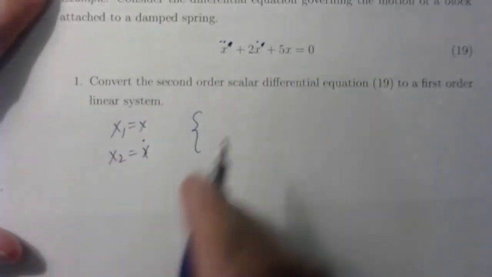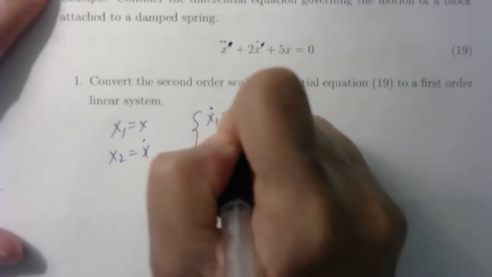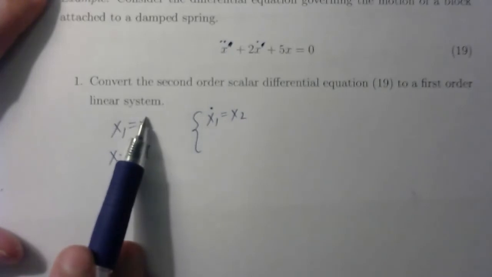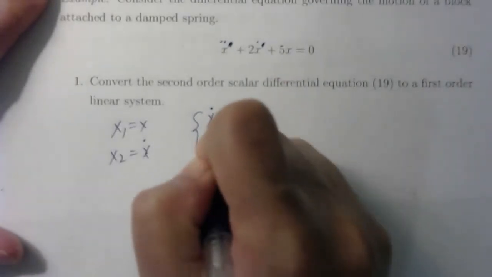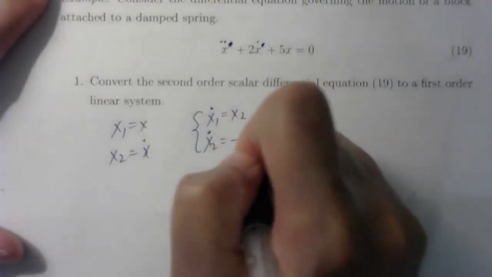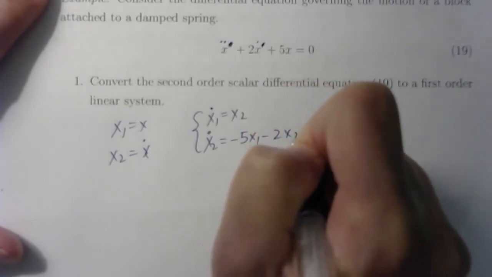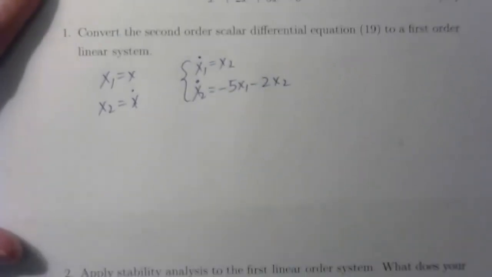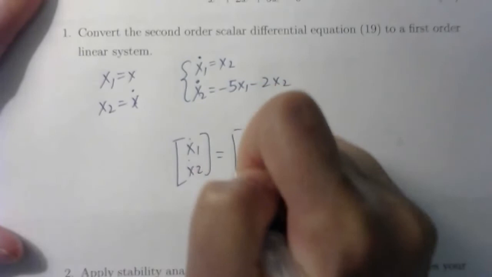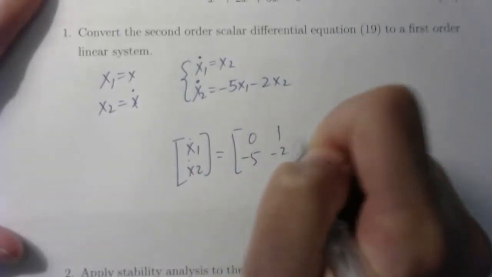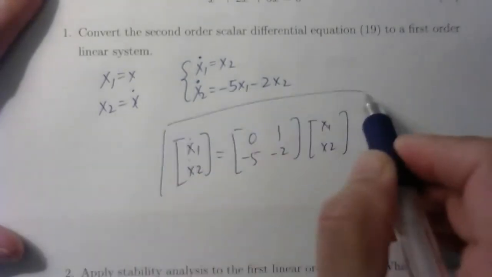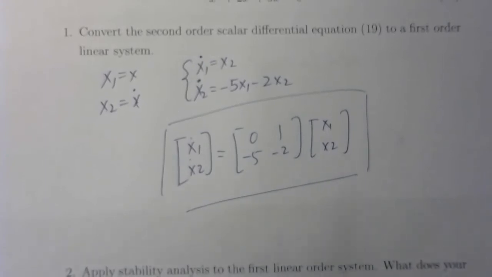So just by this relationship I've defined, x1 dot is equal to x2, right? So x1 dot is equal to x2, and x2 dot, well, from the equation above, move all these guys over to the right-hand side. So minus 5x1 minus 2x2, and I'm going to want it as a matrix equation. This is x1 dot, x2 dot is equal to [0, 1; -5, -2] times x1, x2. This should be really familiar from your differential equations class.